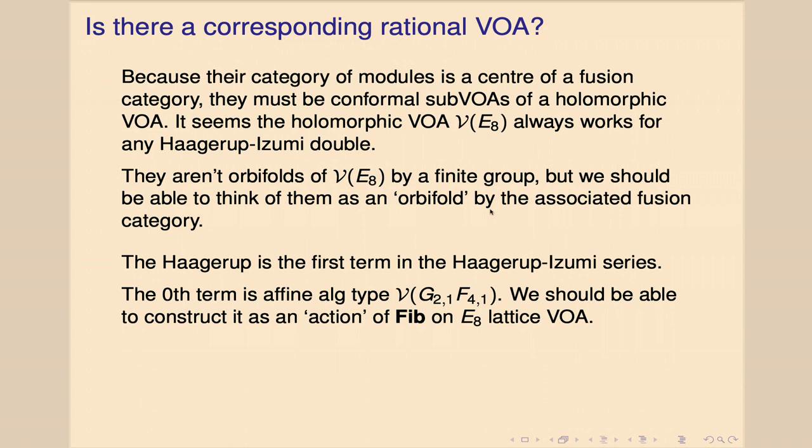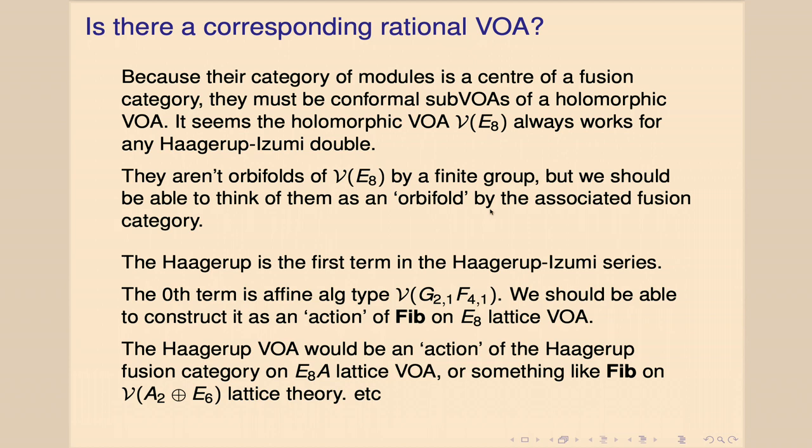So in a sense, the whole group is a generalization of this weird but very non-exotic VOA. Maybe a way to start would be to try to interpret G2 level 1, F4 level 1. As you might know, this is conformally embedded into E8, the lattice VOA. You construct it as an action of the Fib category on E8. In the same way, the whole group would be the action of the whole group on E8. But you can actually do better.